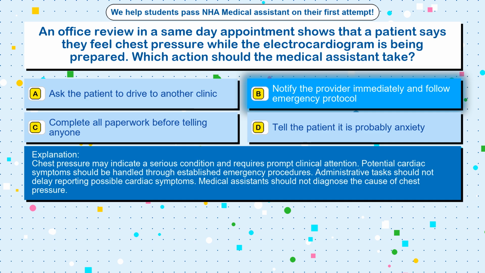Chest pressure may indicate a serious condition and requires prompt clinical attention. Potential cardiac symptoms should be handled through established emergency procedures. Administrative tasks should not delay reporting possible cardiac symptoms. Medical assistants should not diagnose the cause of chest pressure.